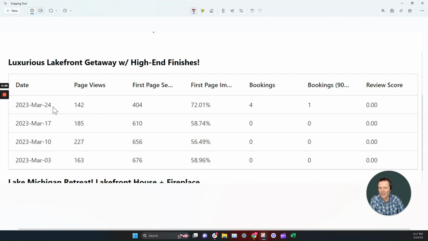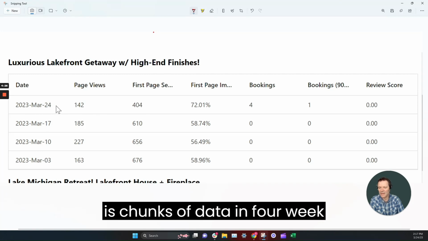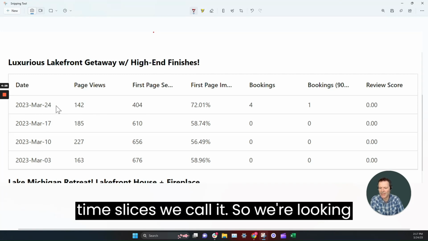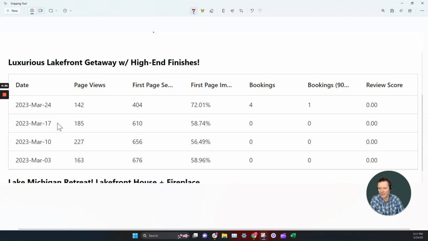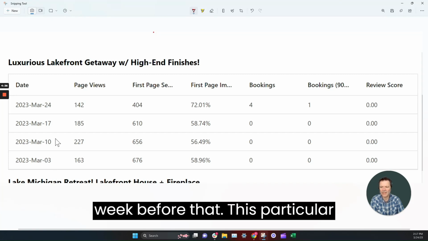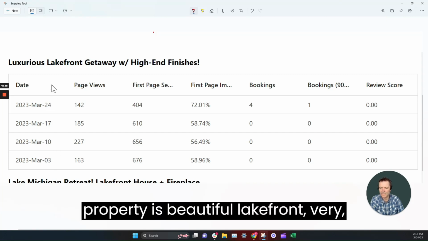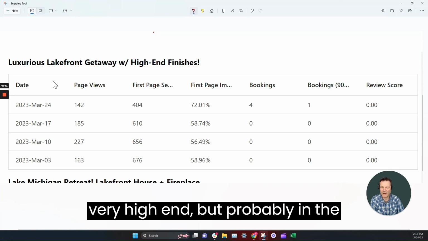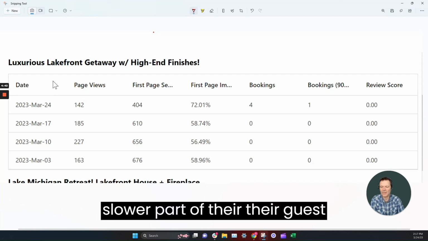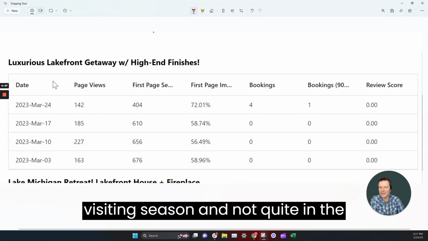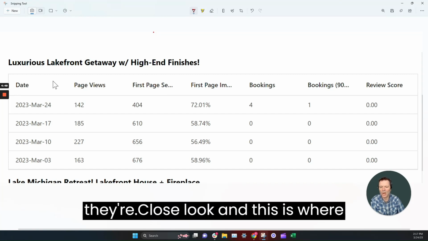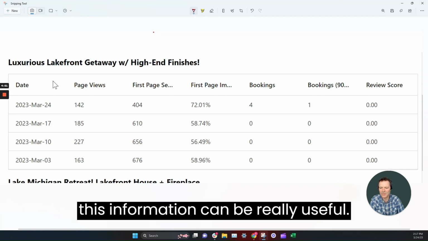So what we pull is chunks of data in 4-week time slices, we call it. So we're looking from yesterday, and then what was the position the week before that, and the week before that, and the week before that. This particular property is beautiful lakefront, very, very high end, but probably in the slower part of their guest visiting season and not quite in the booking window yet. So this is when a close look, and this is where this information can be really useful.